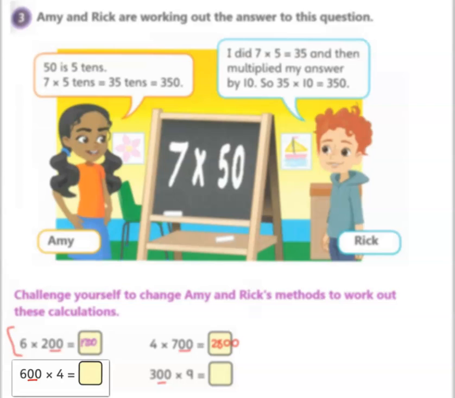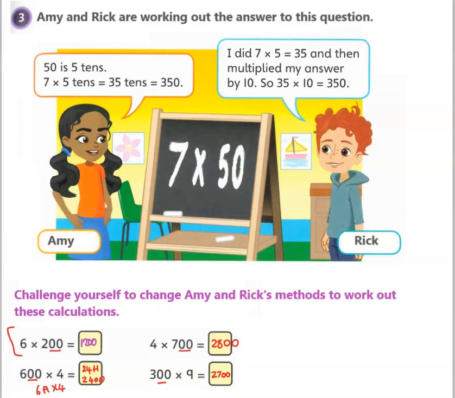600 times 4. Well, if I apply Amy's method, that's 6 hundreds multiplied by 4. That is going to give me 24 hundreds, which is 2,400. And 300 times 9, 3 times 9 is 27. 27 multiplied by 100 is 2,700.